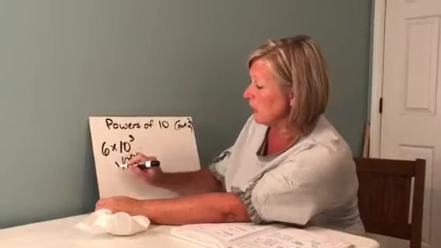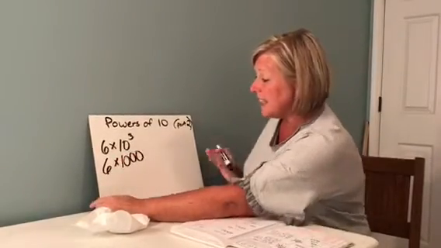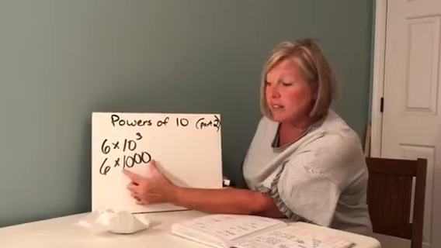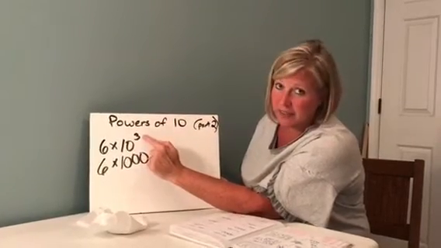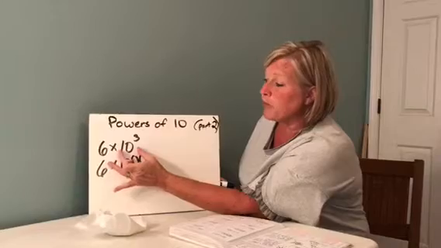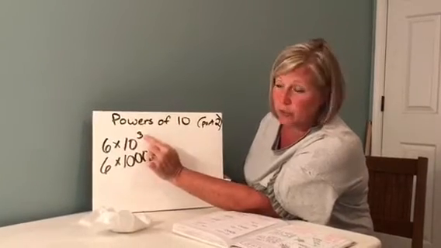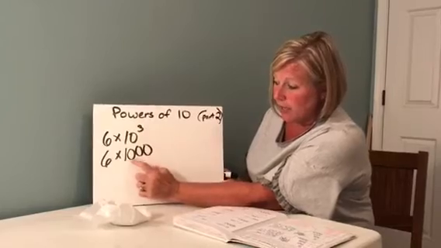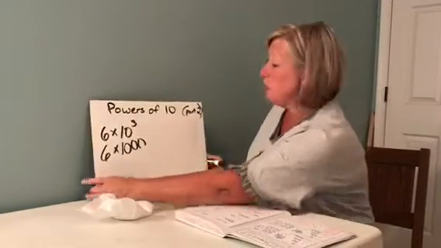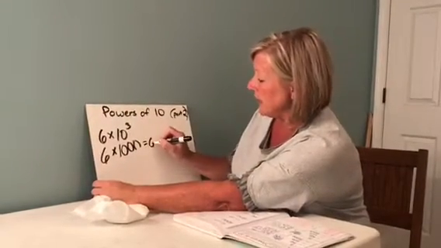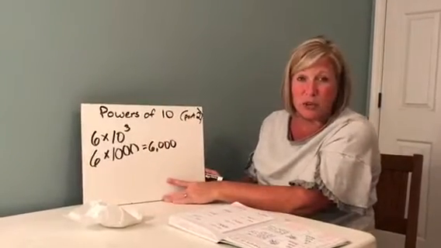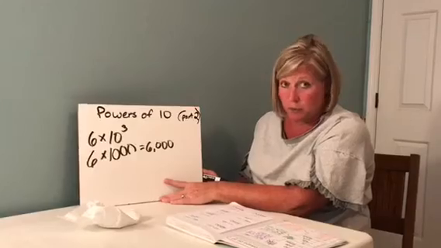So you're multiplying 6 times 1,000. 1,000 is 10 to the third expanded. It is not 10 with 3 zeros. It is 1 with 3 zeros. So there's your 1 with 3 zeros. And then you multiply it out and you get 6,000. Okay? That's multiplying using exponents with powers of 10.